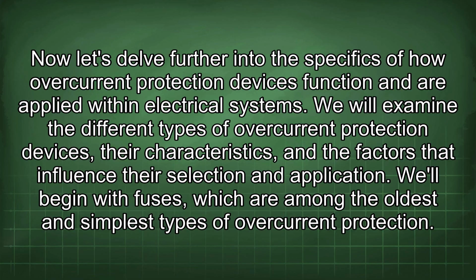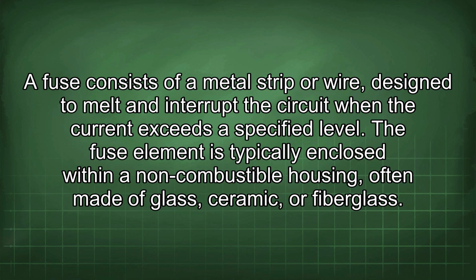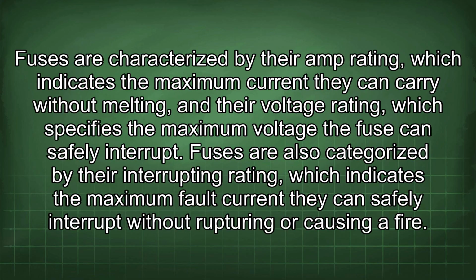application. We'll begin with fuses, which are among the oldest and simplest types of overcurrent protection. A fuse consists of a metal strip or wire, designed to melt and interrupt the circuit when the current exceeds a specified level. The fuse element is typically enclosed within a non-combustible housing, often made of glass, ceramic, or fiberglass. Fuses are characterized by their amp rating, which indicates the maximum current they can carry without melting, and their voltage rating, which specifies the maximum voltage the fuse can safely interrupt.